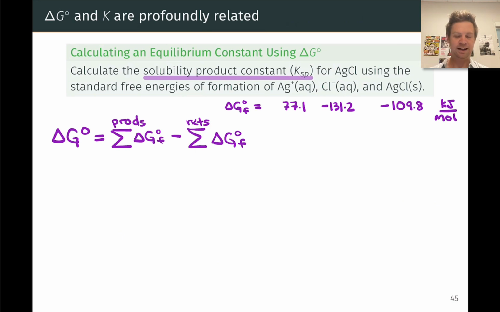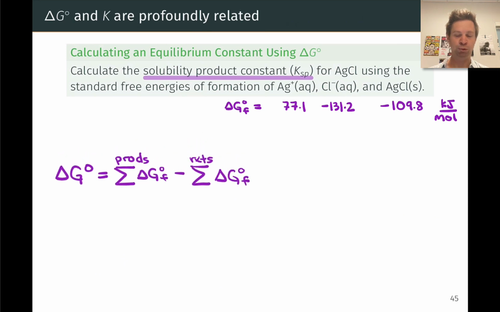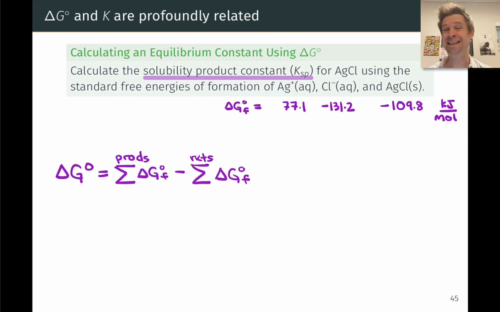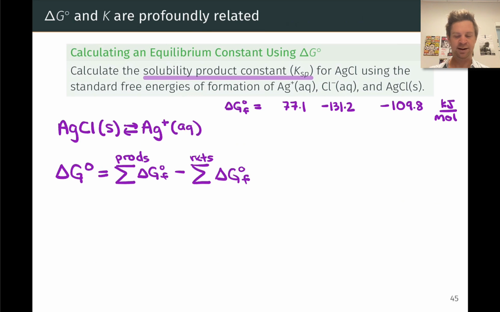Actually, before we jump in and calculate the ΔG0, we should note that the reaction we're concerned with here is the dissolution reaction of solid silver chloride. So we're concerned with silver chloride solid being placed in water and dissolving, potentially reversibly, to form silver plus cation in the aqueous phase and chloride anion in the aqueous phase. And we already know from earlier discussions of chemical thermodynamics how to calculate the standard free energy change of this reaction given these free energies of formation.